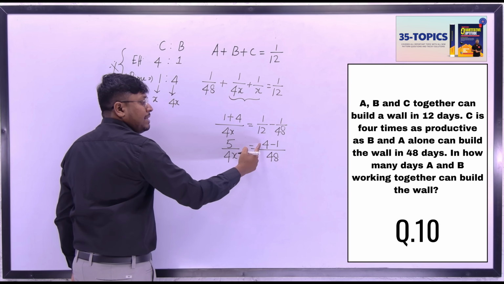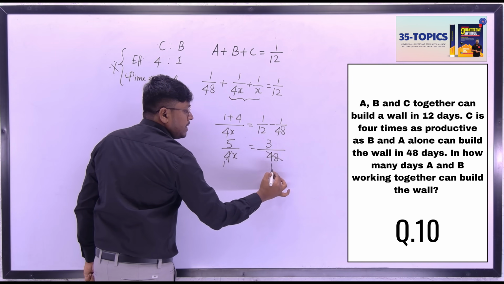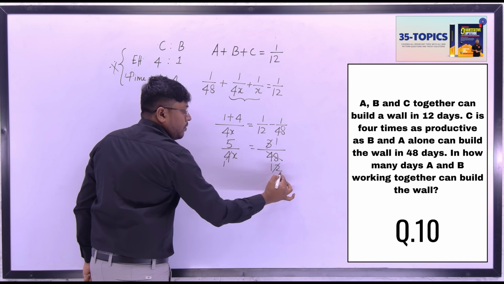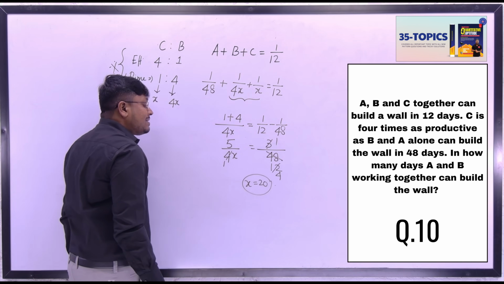So this will be 3, right? 4 minus 1 will be 3. 1 fours are 4, so this will be 12 times. So this will be 4 times, so x is equal to 20. So finally we got x is equal to 20.